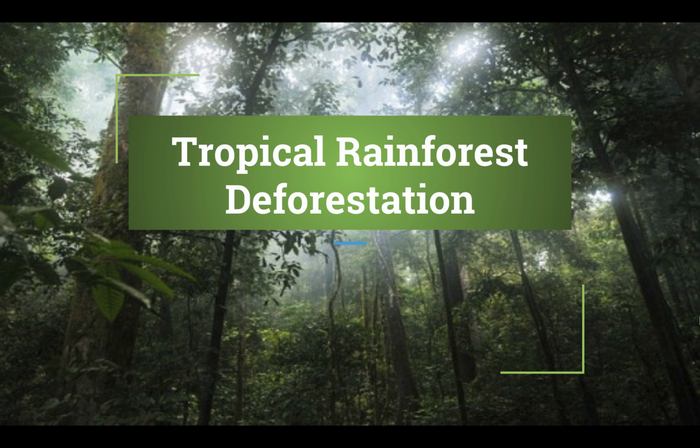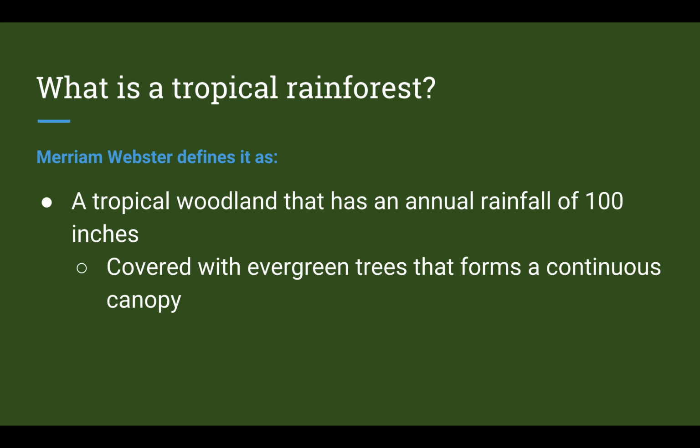Now, before we talk about deforestation, it is important to figure out what a tropical rainforest exactly is. Merriam-Webster defines it as a tropical woodland that has an annual rainfall of 100 inches and is covered with evergreen trees that form a continuous canopy. And it is important to note that there are no dry seasons in a tropical rainforest.